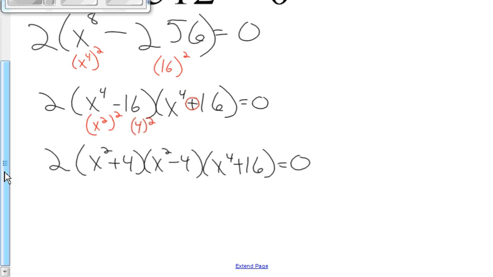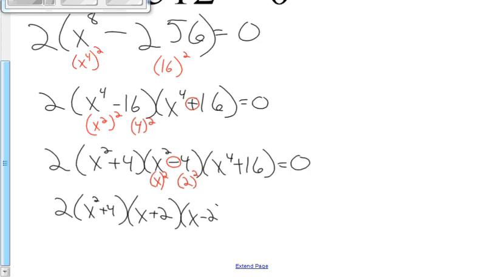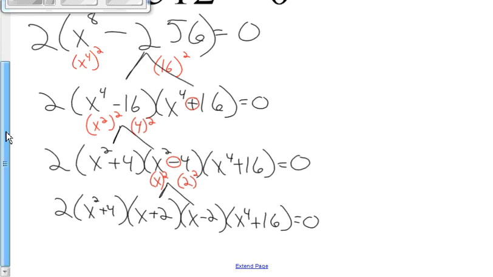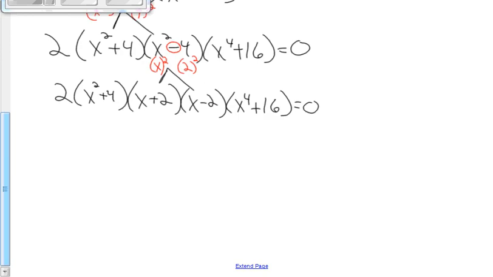All right, now we check one more time. It looks like we only have one more difference, and both of those are perfect squares, x squared and 2 squared. So this can break down one final time into conjugates of x and 2. So that broke into those two, this broke into those two, this broke into those two. Okay, so this here would be our factored form, and now we solve each of those mini equations, so to speak.